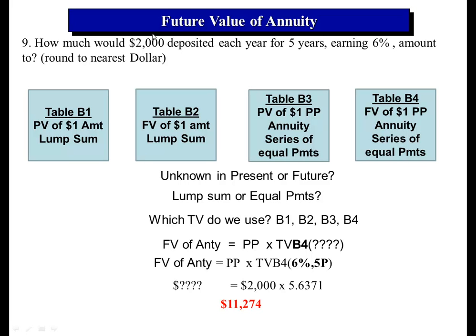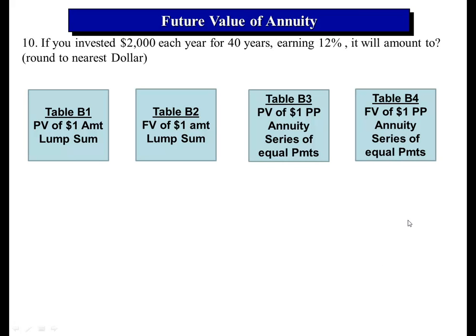So if I put up $2,000 each year for 5 years and could earn 6% on it, I would have, at the end of that 5-year period, $11,274. And I believe that is the end of this lesson. No, there's one more.